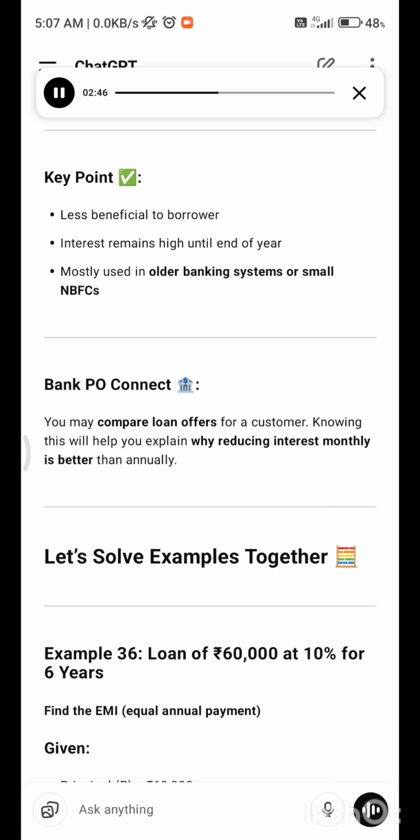Bank PO connect: you may compare loan offers for a customer. Knowing this will help you explain why reducing interest monthly is better than annually.